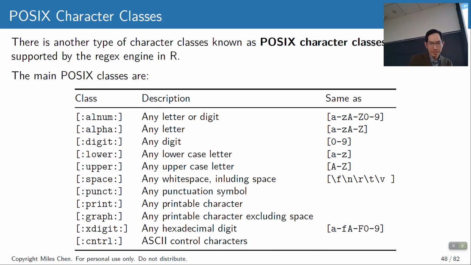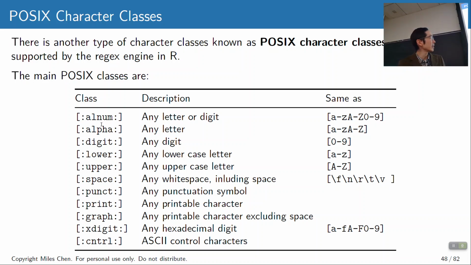Okay, there's another way of defining character classes, and these are known as POSIX classes. POSIX is, I guess, a class of operating systems, basically Unix and Linux. They all fall under POSIX systems. And so basically, you have these things, and you write this.